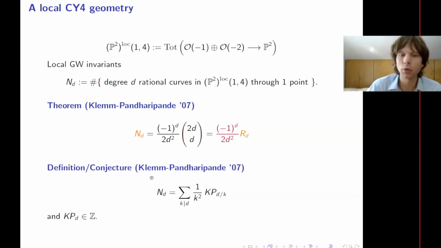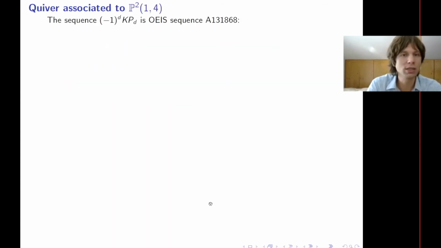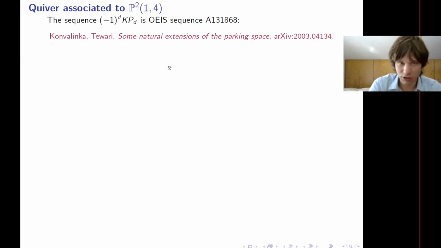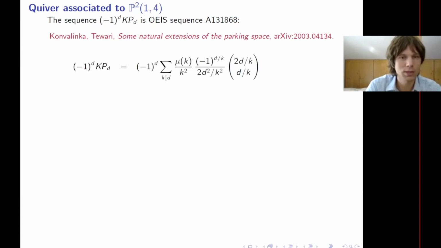So by this formula, we can define new invariants KPD, and they conjectured that those were integers. This is completely reversible. Using the Möbius transform, you can express the KPD in terms of the ND. What they didn't do is plug it into the Encyclopedia of Sequences, the OEIS database. If they did, they would quickly have found that there are lots of entries for this. In particular, it has to do with parking spaces, but also other ones.